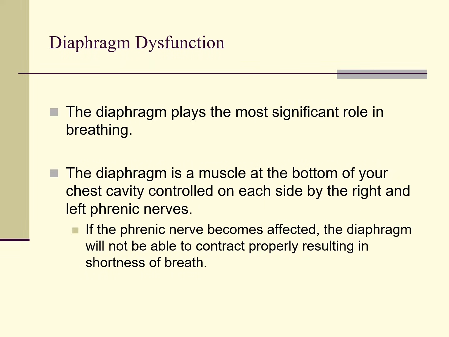And as mentioned on the slide prior to this, the phrenic nerves run on either side of the chest down to the diaphragm, controlling diaphragm contractions. If the diaphragm cannot function properly or cannot contract properly, this is when shortness of breath occurs.